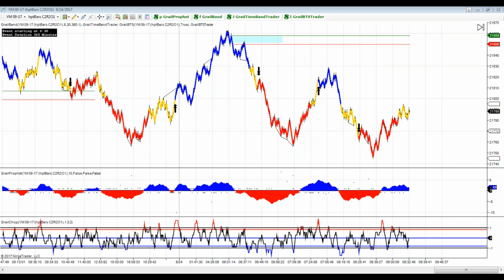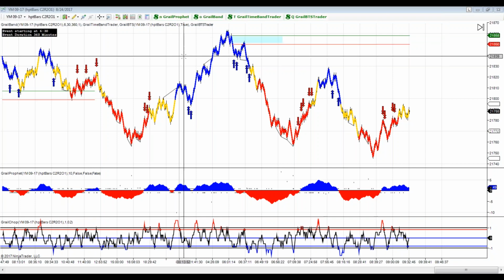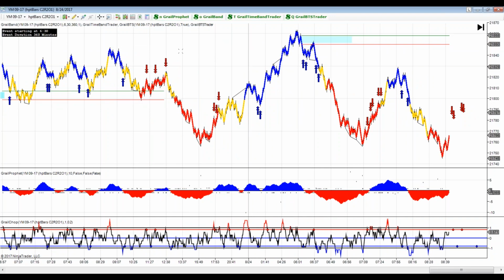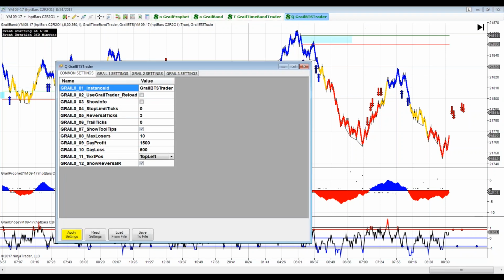So this is a much more active trader. When you're getting a lot of cycling motion, as we have today, all right, those are your entries.